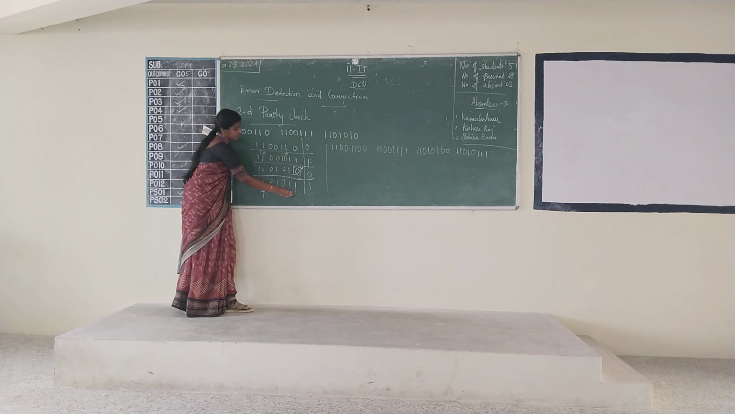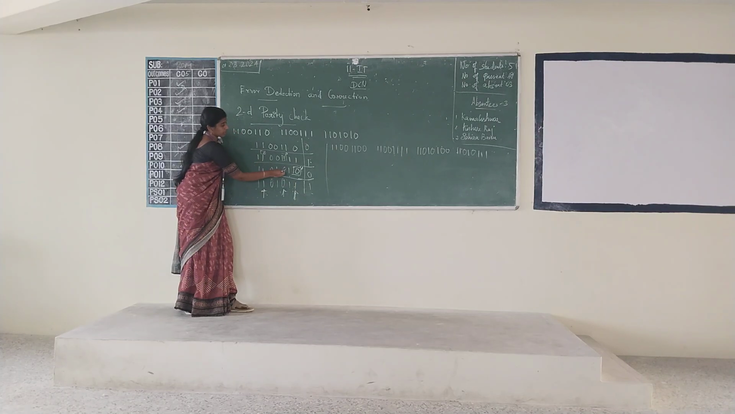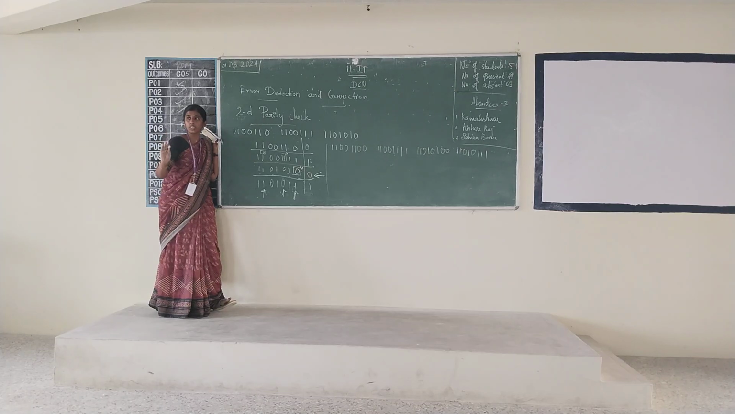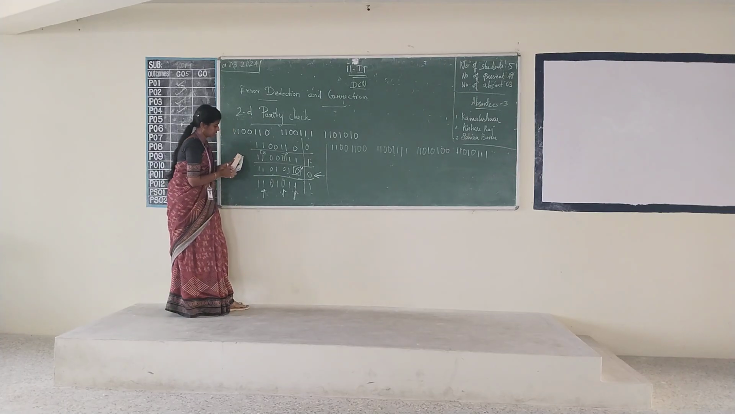Where all can you find errors? You can find errors here because odd number of ones, and in this also you can find errors as here odd number of ones. So if more than 2 bits or 3 bits also change, you can find the errors here. In this 2-dimensional parity check, but we have a disadvantage in this.